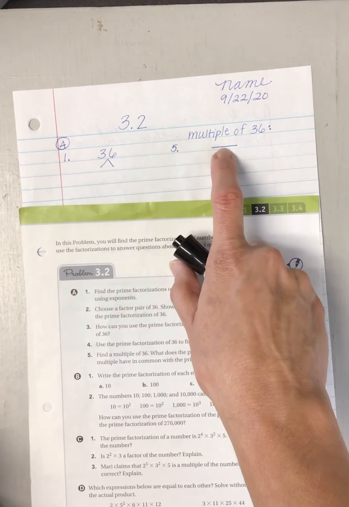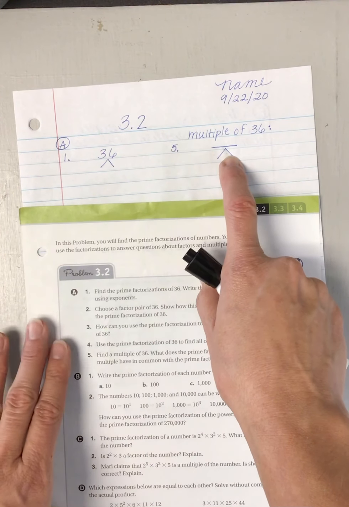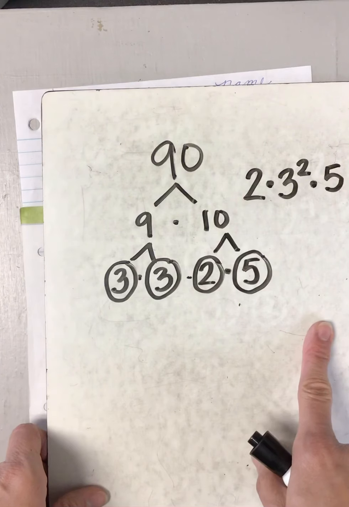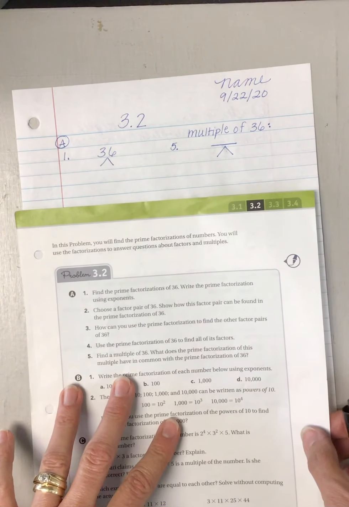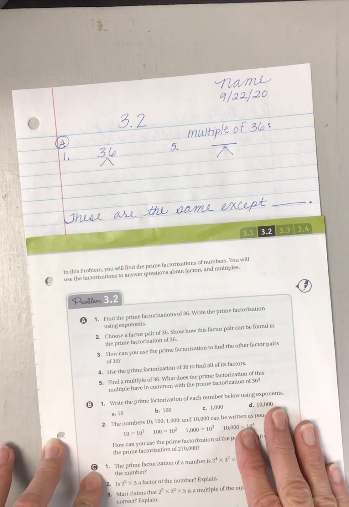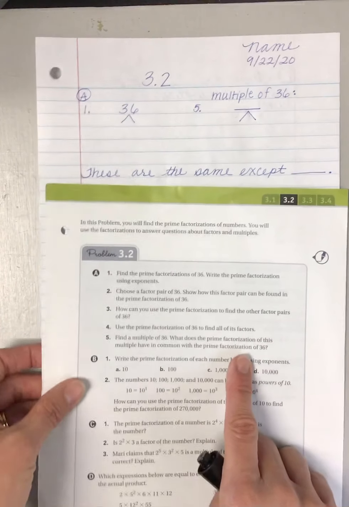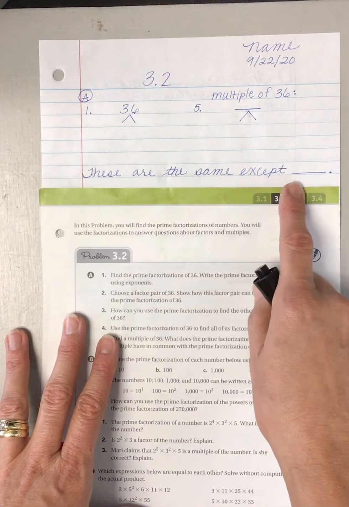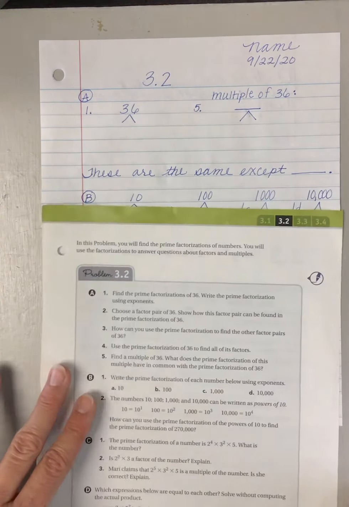You're going to write that number right where I've written this blank, right where the 36 is above the upside down V. Then you're going to do prime factorization, this process, for that multiple of 36. What you should notice is that these are pretty similar. And for question 5, it asks you to explain how they are the same. So I wrote, these are the same except, and tell what's different about them or what was added or something.